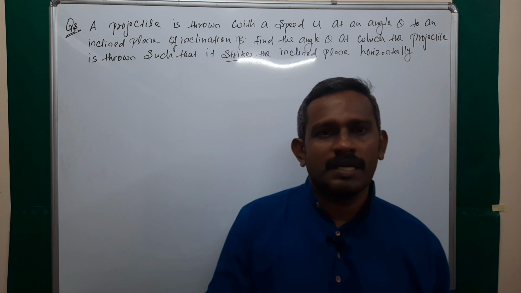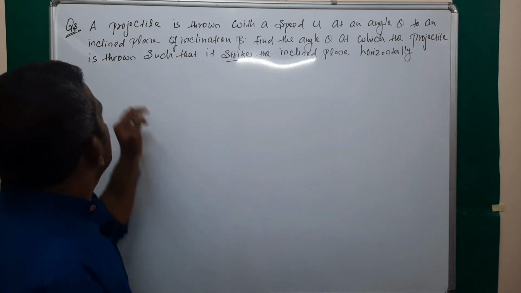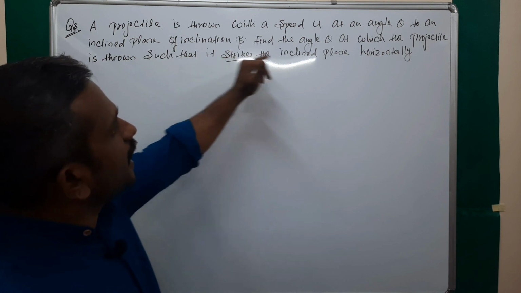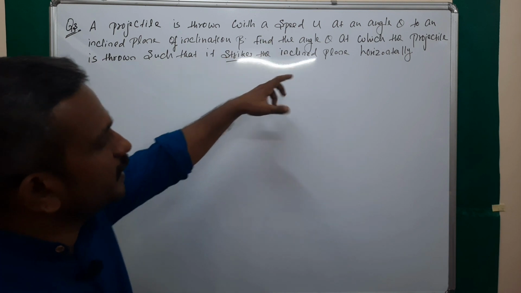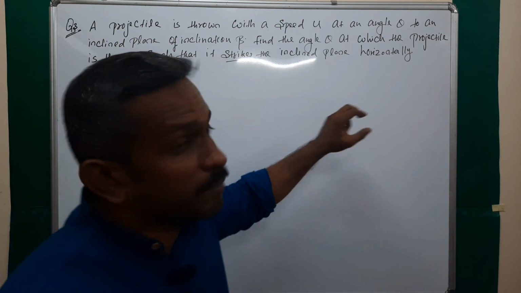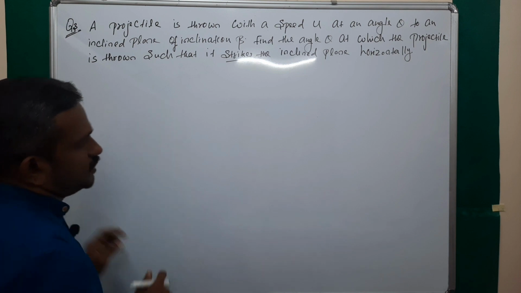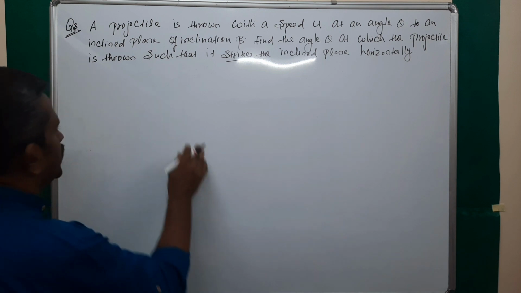In the last class we solved that numerical. Here we have to find the angle of projection theta at which the projectile is thrown such that it strikes the inclined plane horizontally. So what is the condition, and what is the angle of projection? We have to find the angle of projection.